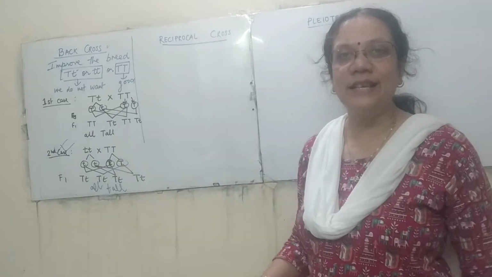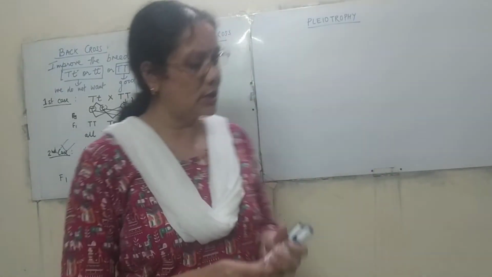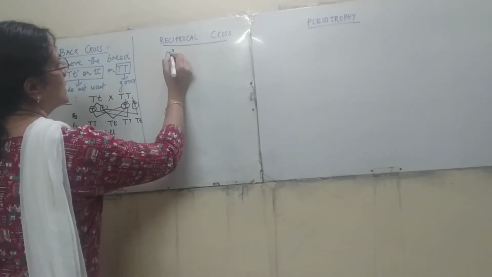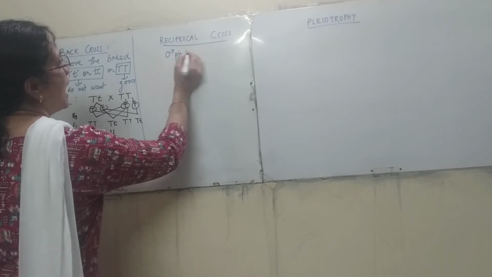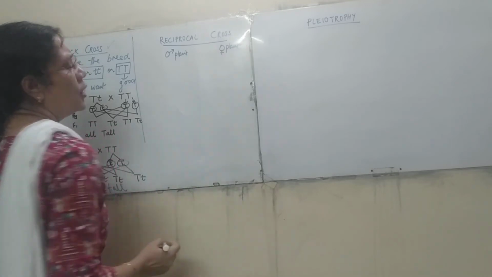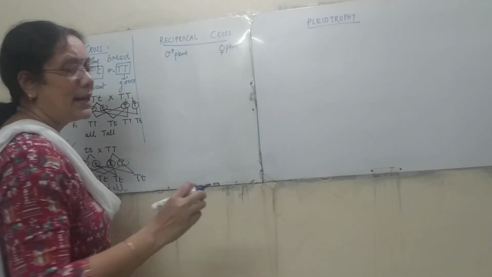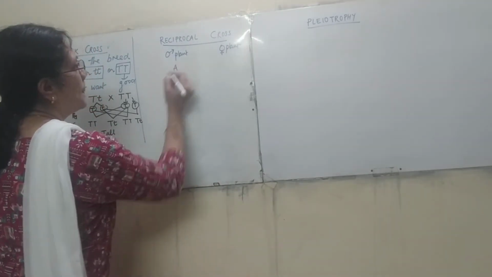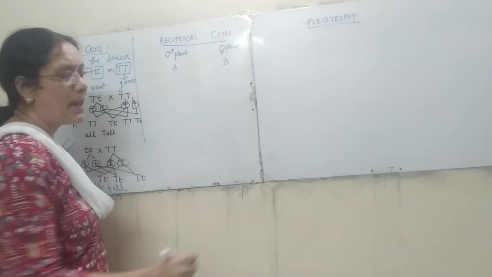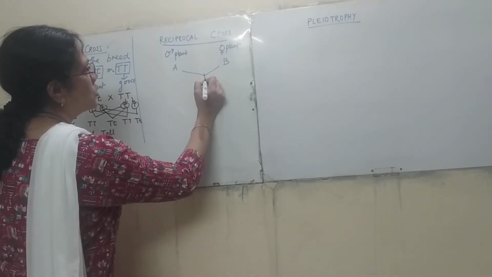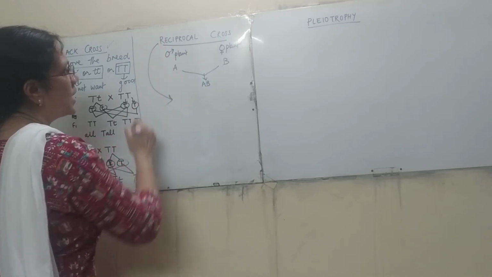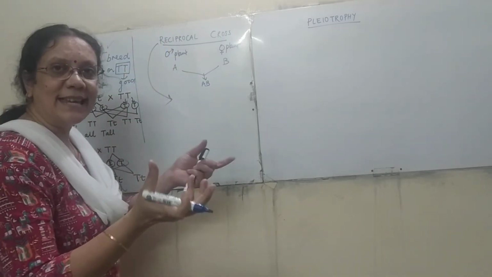Now coming to the reciprocal cross. This is a cross where suppose we have taken a male plant. Suppose this is a male plant and the other is a female plant. From the male plant you are taking a gene A, and from the female plant you are taking a gene B, and you are crossing it. So what is happening? You are getting AB. In a reciprocal cross, what happens? You just change the characters.